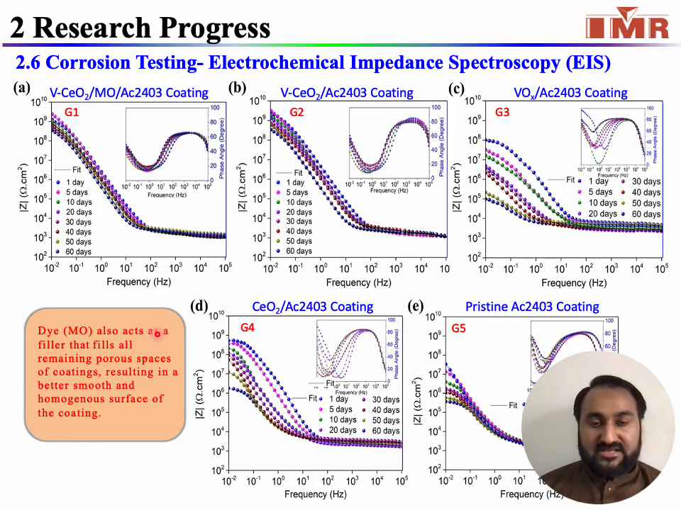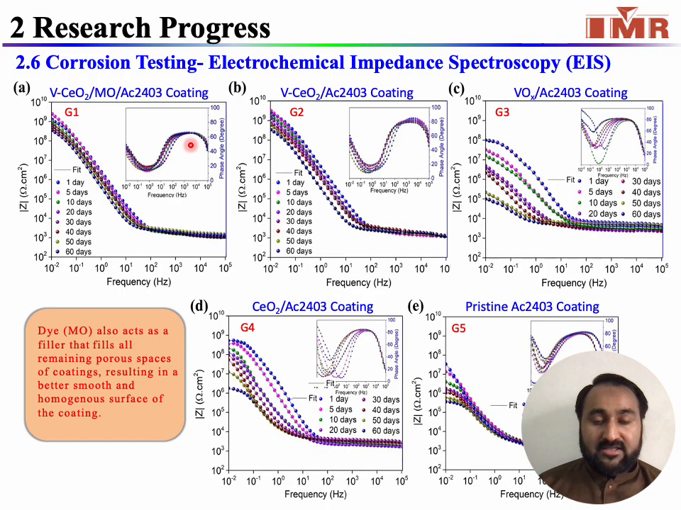After this visualization, we have performed some EIS testing to analyze the corrosion behavior of these particles. So we have grouped them into G1, G2, G3, G4 and G5 as a simple visualization. We can see that the G1 group has the highest impedance and highest impedance modulus, which means that it has the highest corrosion resistance properties.